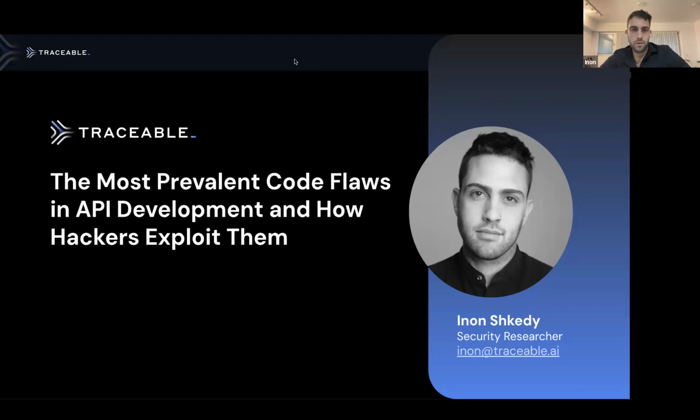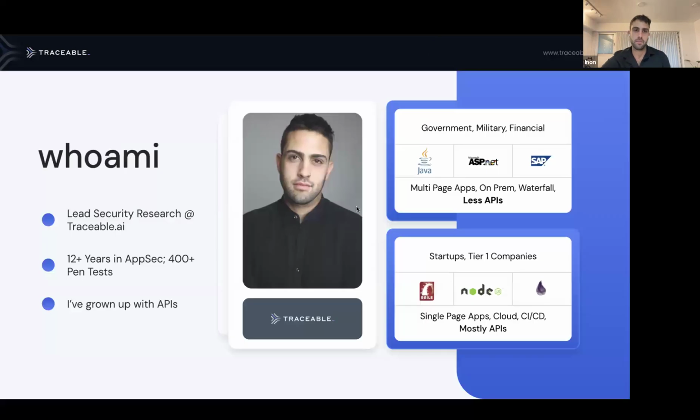Today, we're going to talk about API security, but more from the developer perspective. We're going to talk about the code flaws that lead to API breaches and how you can protect against those types of breaches when you create an API. And also, we're going to try to understand the perspective of the attacker when they attack APIs and how this process looks like behind the scenes.